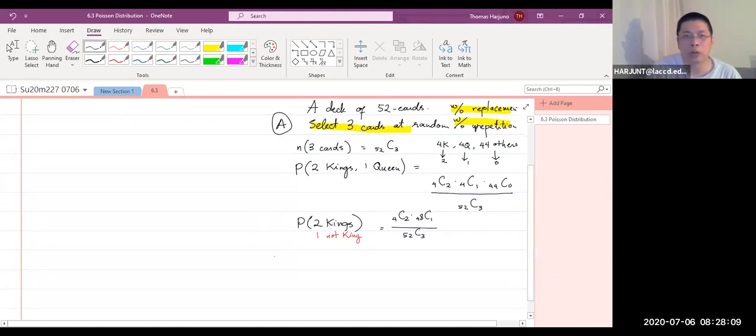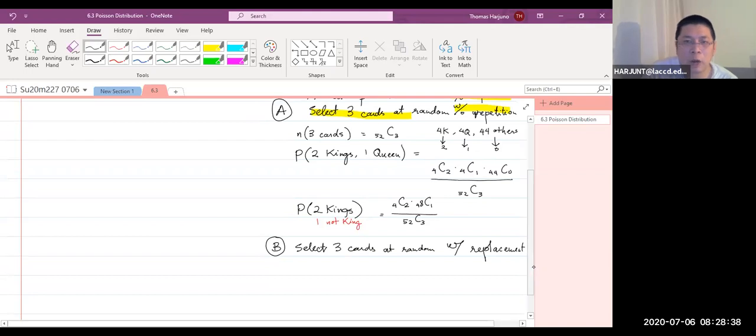Now suppose I change the question into this. Select 3 cards at random with replacement. Which means that whatever card you get, you put it back before you get the second card, and you put it back before you get the third card. It means the same card may be selected 2 times, even 3 times. Now then, find the probability of getting 2 kings.